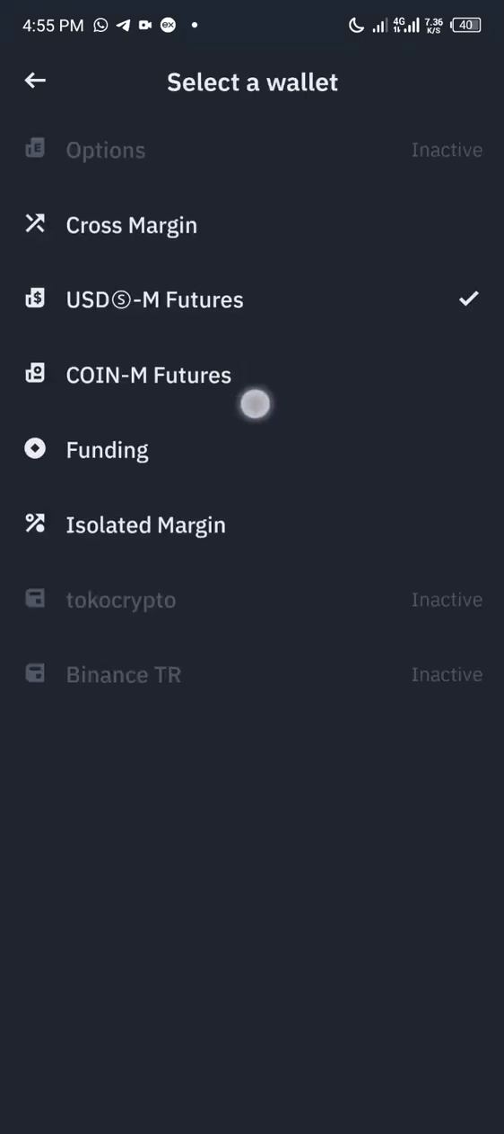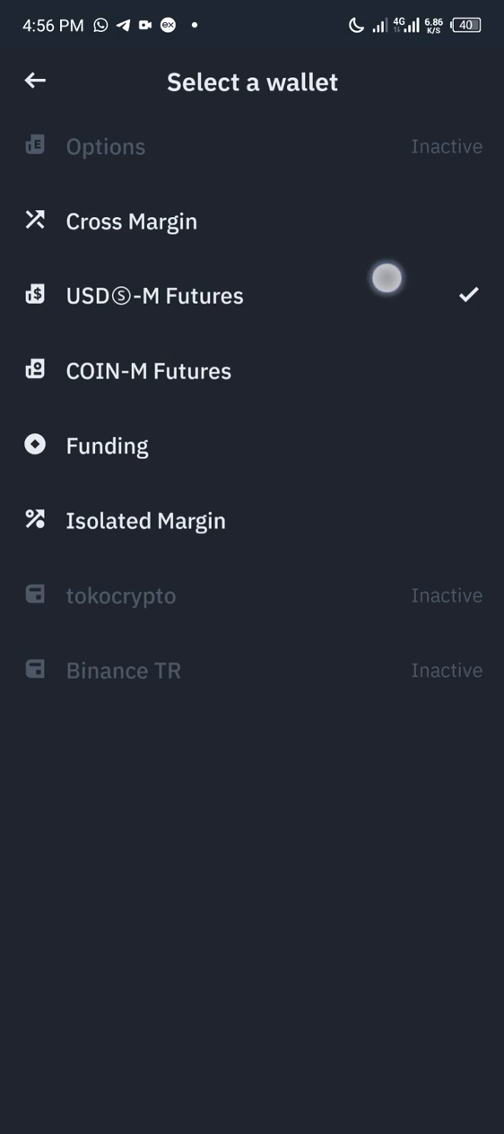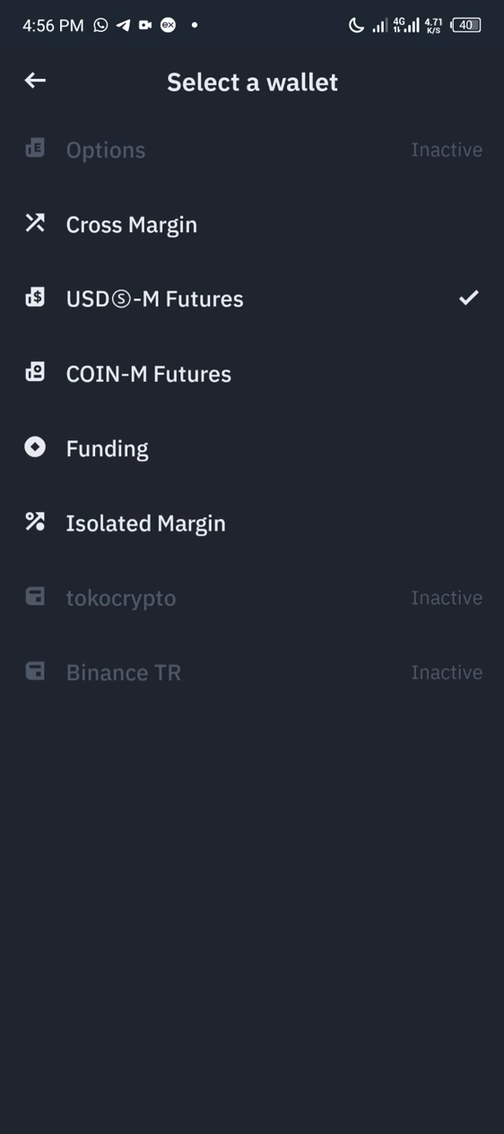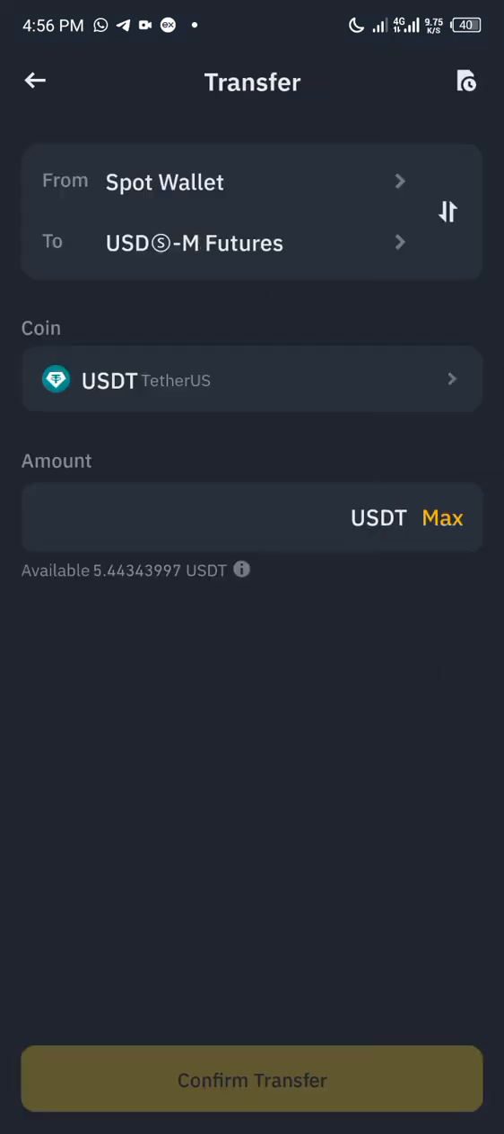We have the coin M futures and we also have the USDM futures. Whenever you want to trade futures, always use this USDM futures because this allows you to fund your futures wallet using USDT, and you can use USDT to trade, unlike this coin M futures that you will be using the coin. And we are going to make use of the USDM futures. So let me click on that. And I want to transfer some USDT from my spot wallet to my USDM futures.